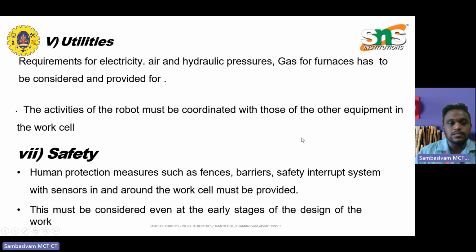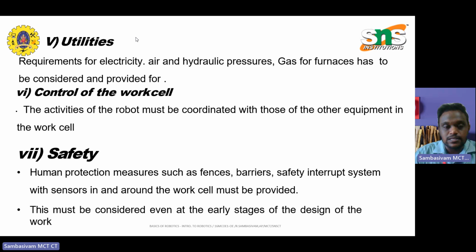The next one is utilities. The utilities the robot must have, as recommended, include hydraulic pressure or pneumatic pressure. Whether a furnace is needed or not has to be identified, and the work cell layout has to be designed accordingly. Then comes the control of the work cell. Whatever the robot does and whatever equipment is processed should all come under the control of a single layout. Each process and each individual working condition has to be assessed, and the design has to be done precisely based on the control of the workspace.